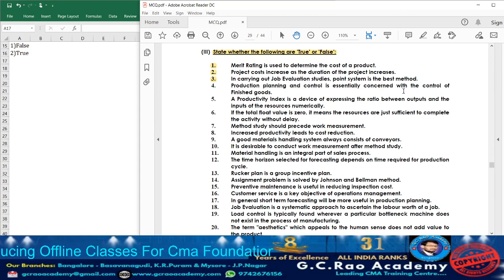It is an extension of the factor comparison method. What is the point system? Like merit rating and all other methods, this point method of job evaluation is the extension of the factor comparison method. Each factor will be divided into different levels of degrees. For each and every level, they are going to assign the points. For each and every level, they are going to assign the jobs. And for each job, they are going to rate using the job evaluation instrument.